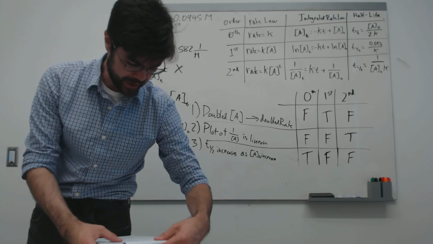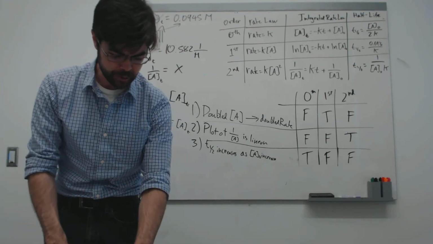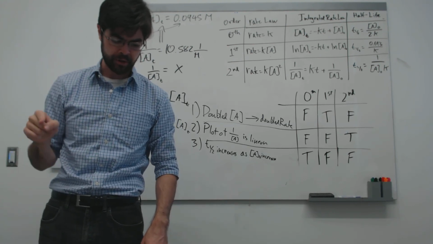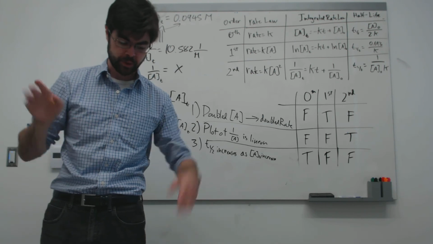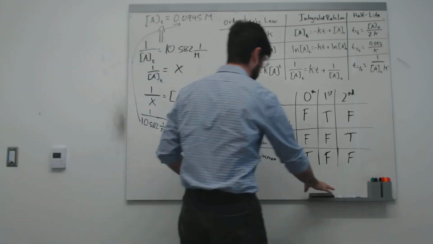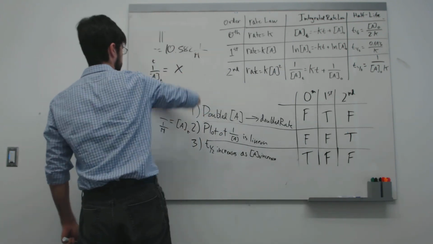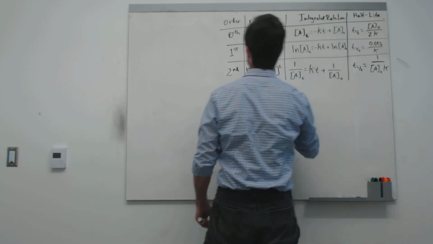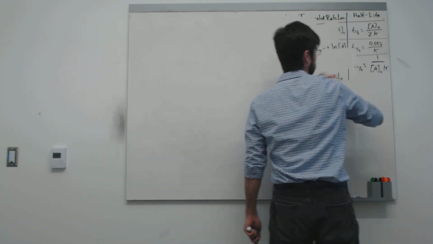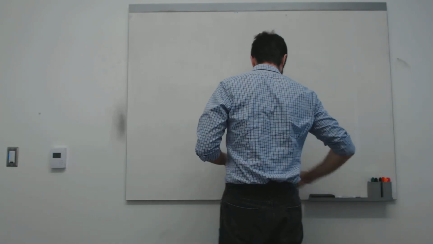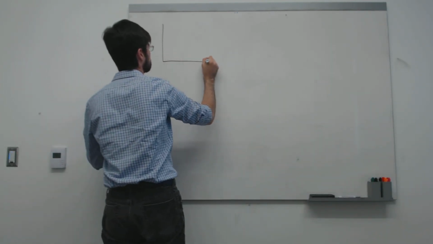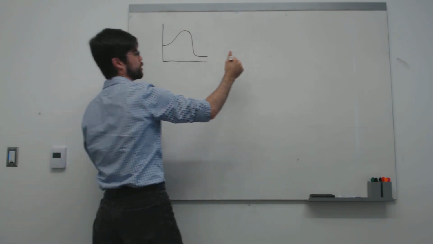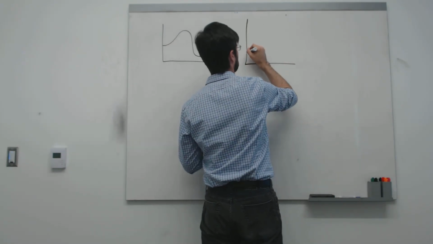Okay, so this is a question about the potential energy curve. How do you tell when the potential energy curve is higher at the start of the reaction than at the end? So basically, how do you tell if this ends up lower or if it ends up higher?